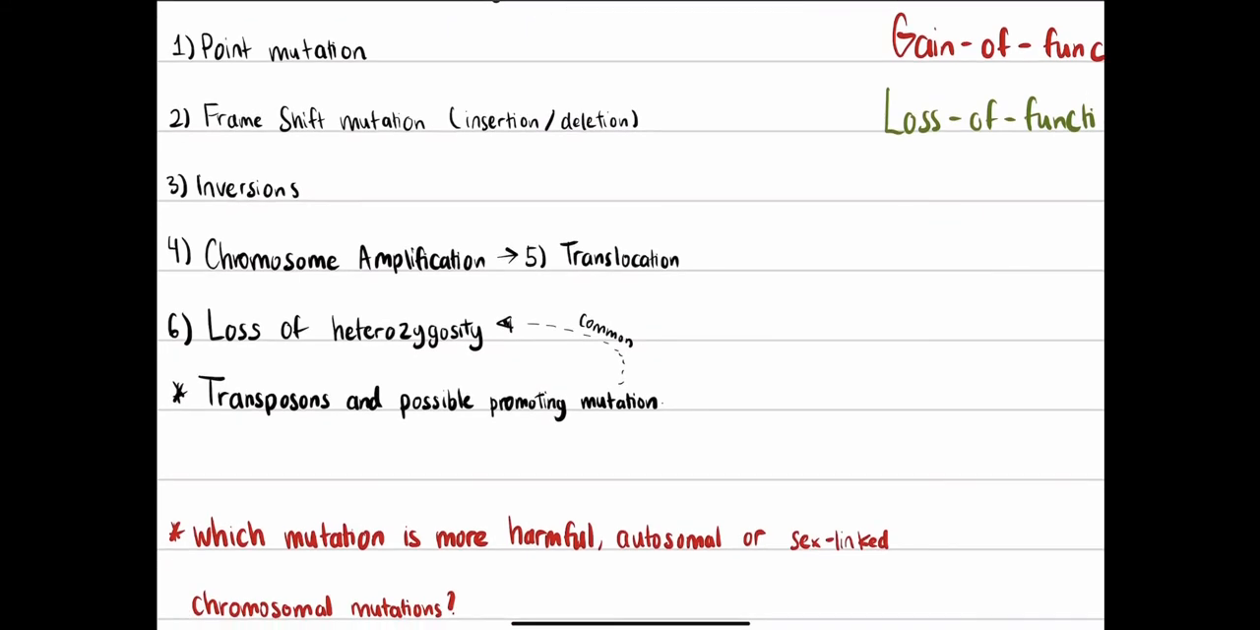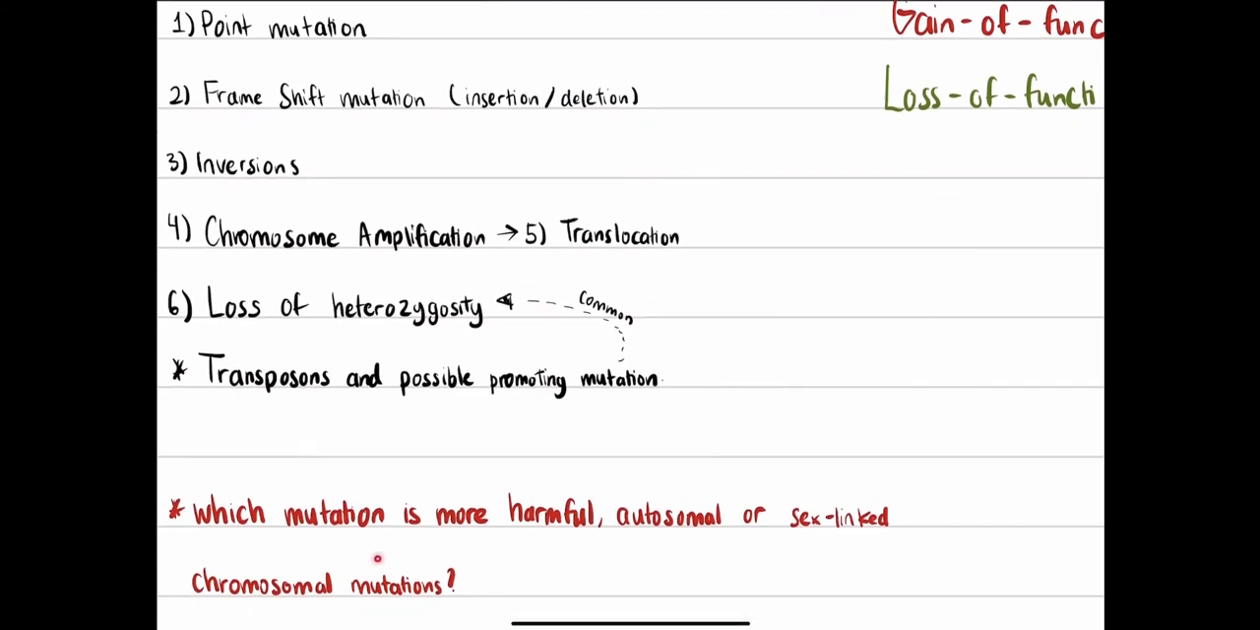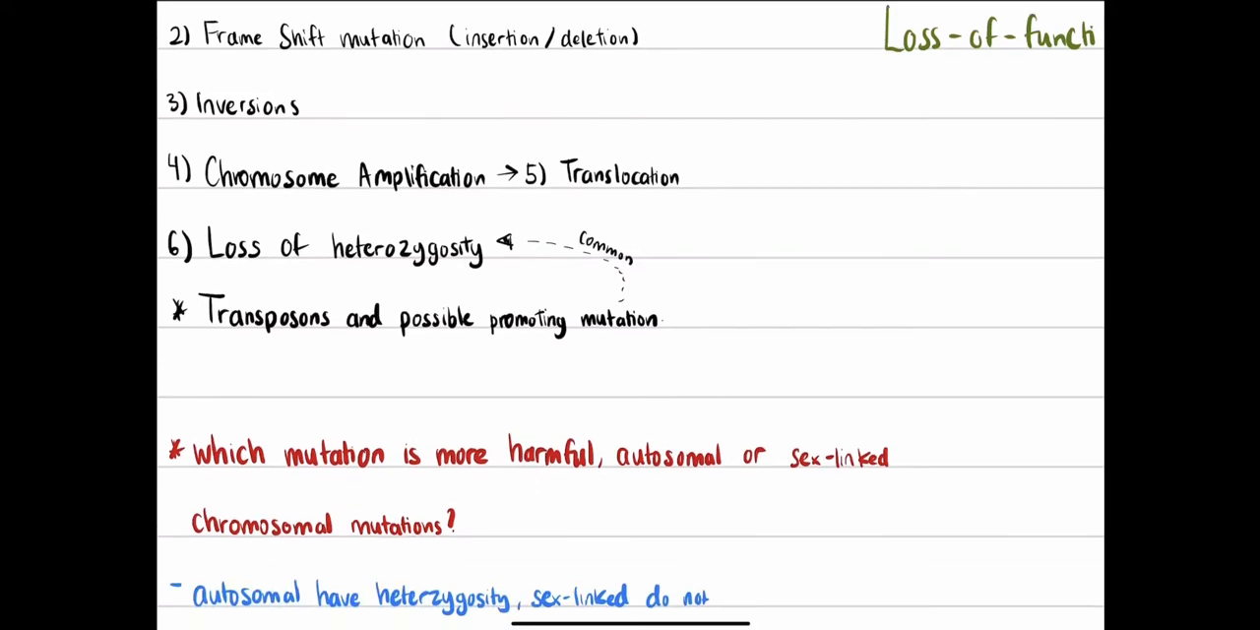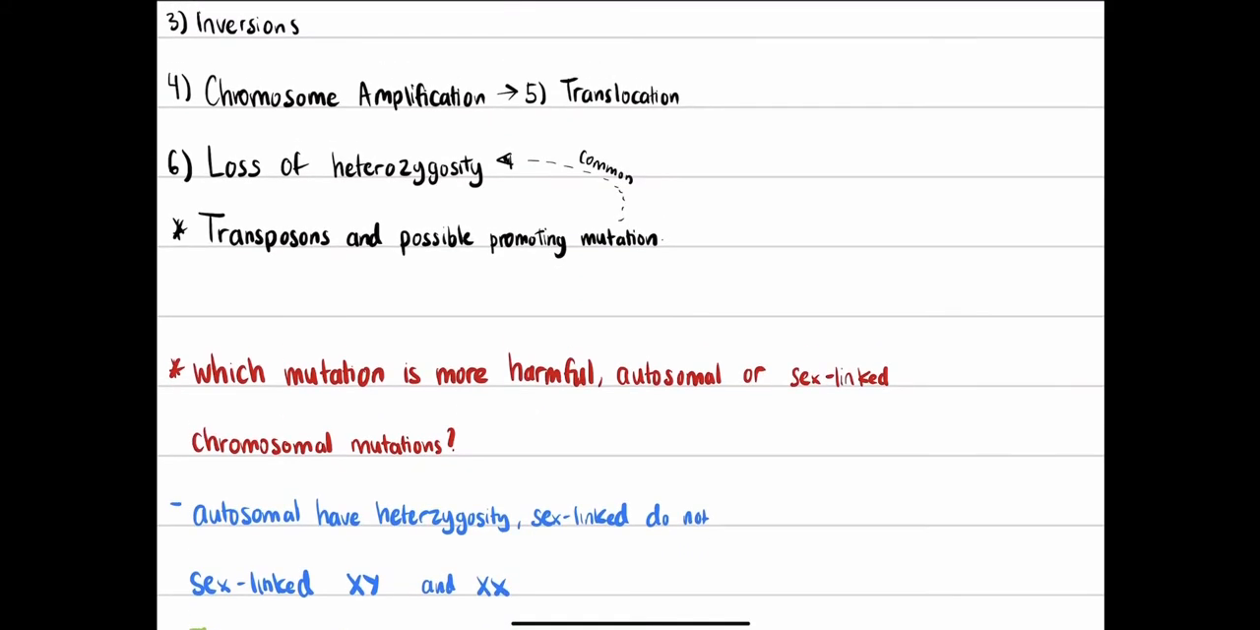So here's a question to ask. What mutation is more harmful, an autosomal or sex-linked chromosome mutation? So the question is asking if we have an X chromosome or a Y chromosome, which are sex-linked chromosomes, compared to an autosomal chromosome, which could be pretty much any other chromosome besides the X and Y, which mutation will be more harmful, an autosomal or a sex-linked mutation? Well, the answer to that question can be given off by some brainstorming.